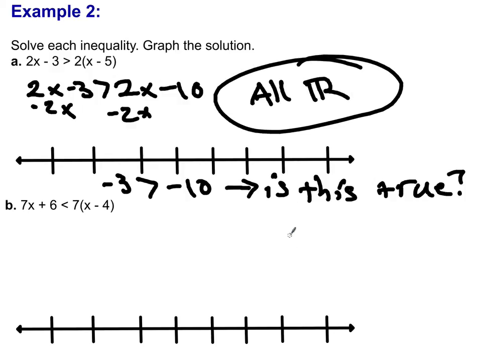Any number that you plug in for x, they're going to cancel out like they did here, and you'll be left with negative 3 is greater than negative 10, which is true. So any number that you plug in for x will give you a true statement. So all real numbers are solutions. They're values for x that you could plug in that would make this a true statement.